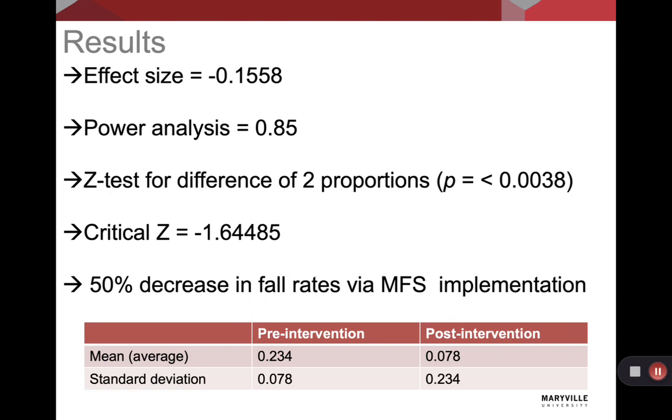Here I will discuss the results of the project. The mean or average of the pre- and post-intervention was 0.234 in the pre-intervention period and 0.078 in the post-intervention period. Therefore, the average actually decreased by 0.156 points. Overall, there was 50% less inpatient falls after the implementation of the Morse fall scale tool when compared to the pre-intervention period. The standard deviation measures how dispersed the data is compared to the mean.